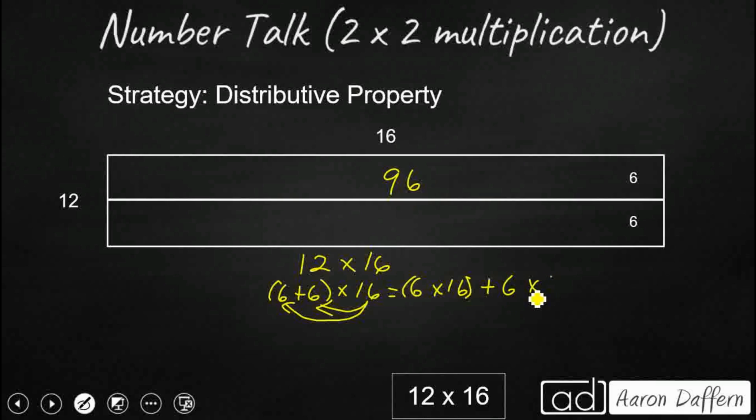And then we're going to do another 6 times 16. It's another 96, because 6 times 6 is 36. 6 times that 10 is 60. And then add it together, we come back to our 192.